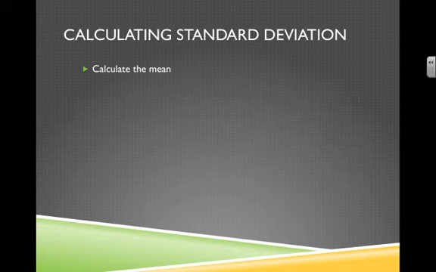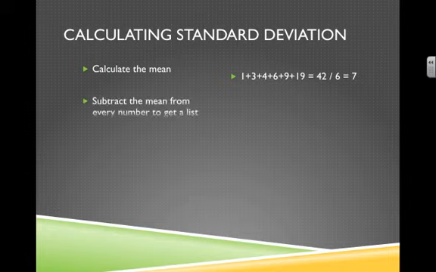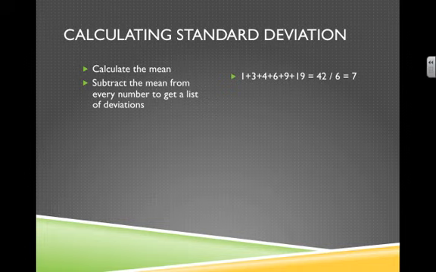So to calculate the standard deviation, first you need to calculate the mean. So here is my set of numbers: 1, 3, 4, 6, 9, and 19. I add those together and then divide that answer by 6, which gives me 7, and so that is the mean of my set. Then I subtract the mean from every number to get a list of deviations. So, for example, 1 is the first number on my list, so I subtract 7, which is the mean, from that.